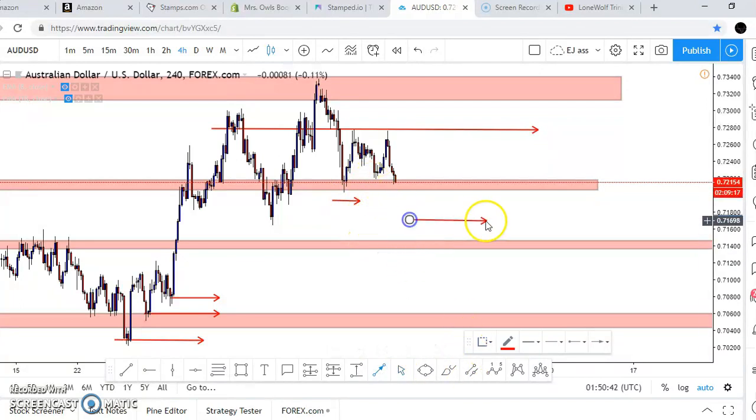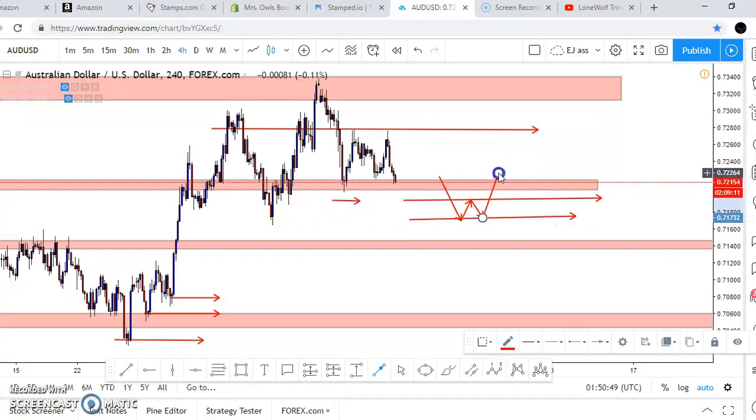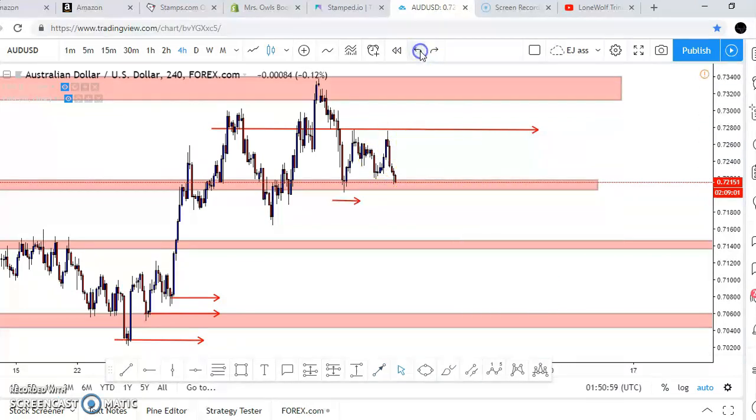Because again, when it comes to zones, price likes to bounce within them. That's what price likes to do when it comes to these zones. Okay? Understand that.